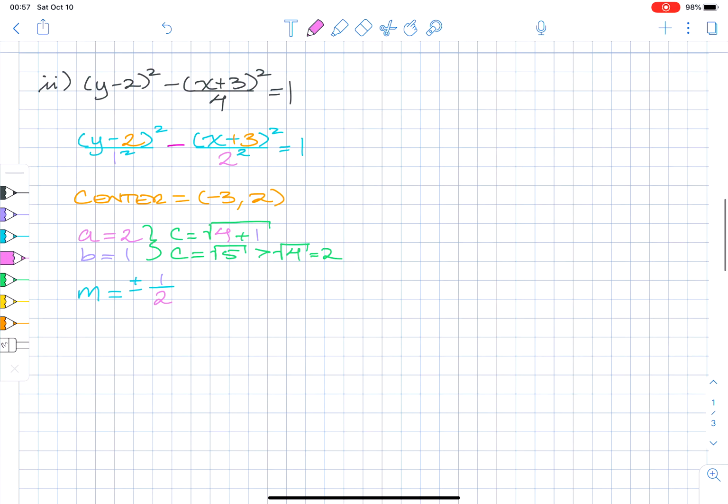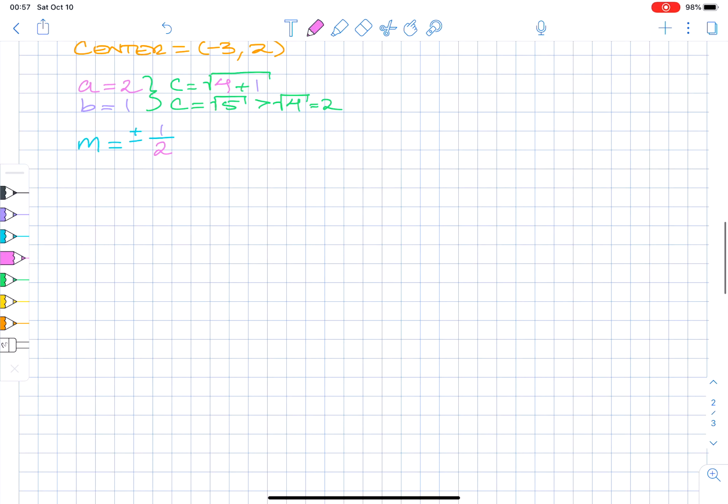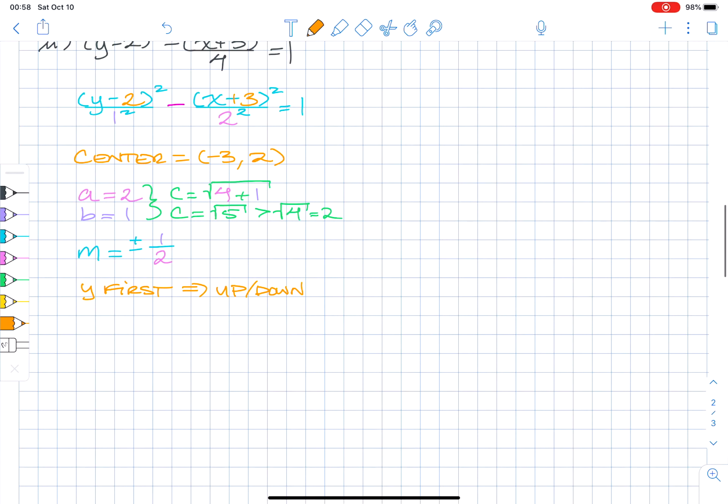And by the way, this was, y was written first. So y first. That's going to be an up-down hyperbola. Up, down. Okay, so let's go ahead and do this.